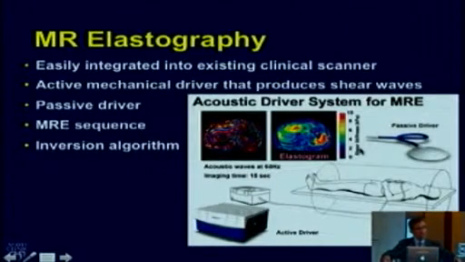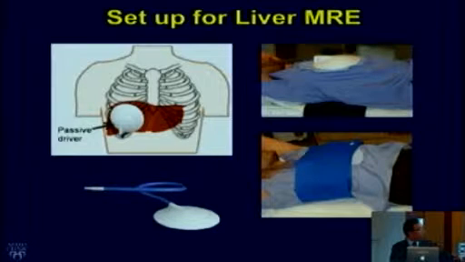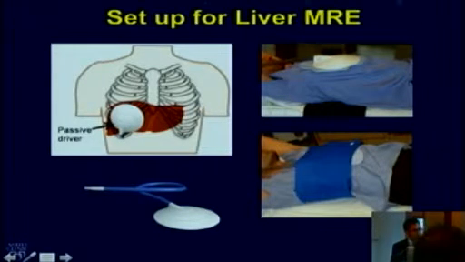And this technique can be easily integrated into any clinical scanner, either 1.5 or 3 Tesla. You need an active mechanical driver, which is over here, which is kept outside the scanner room, and it is connected to a passive driver with a plastic tube. And we need an MRE sequence and an inversion algorithm. All these are done automatically, and the moment you do the MRE, within 2 minutes, the stiffness map comes up on your console.